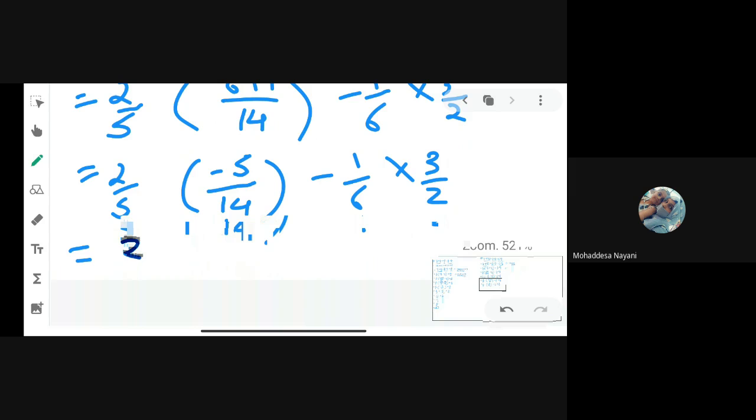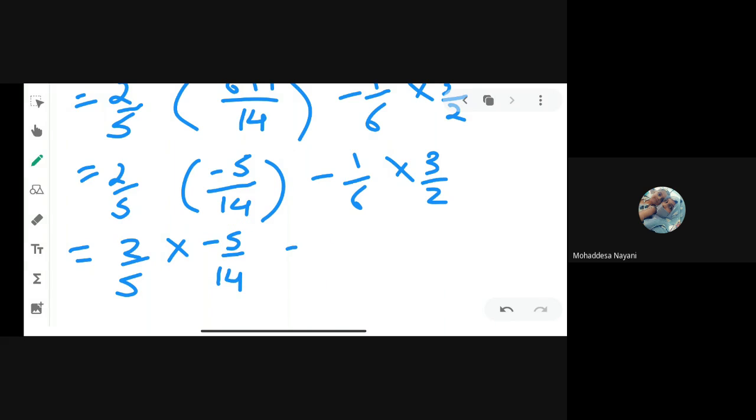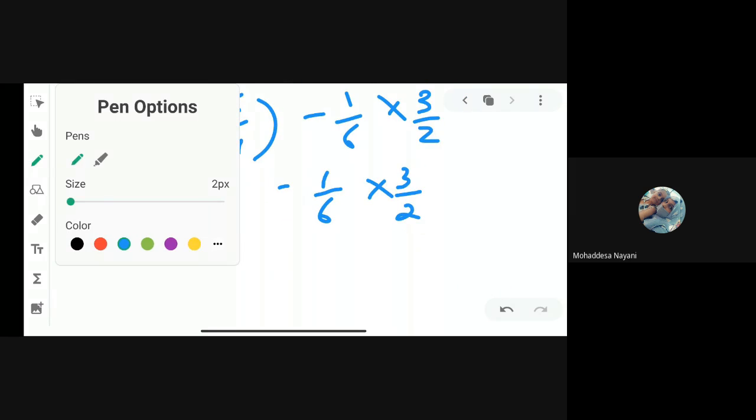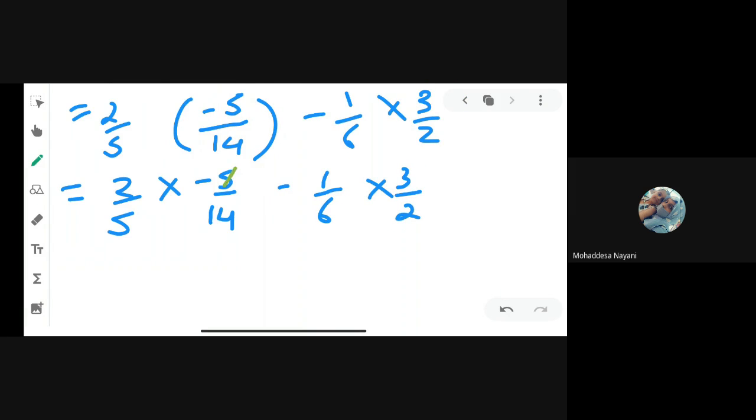Now solve it. We are removing the first bracket. So minus 5 by 14 minus 1 by 6 into 3 by 2. Okay, now you can see 5 will be directly cut. 2 sevens are 14. Here you can see 3 twos are 6.